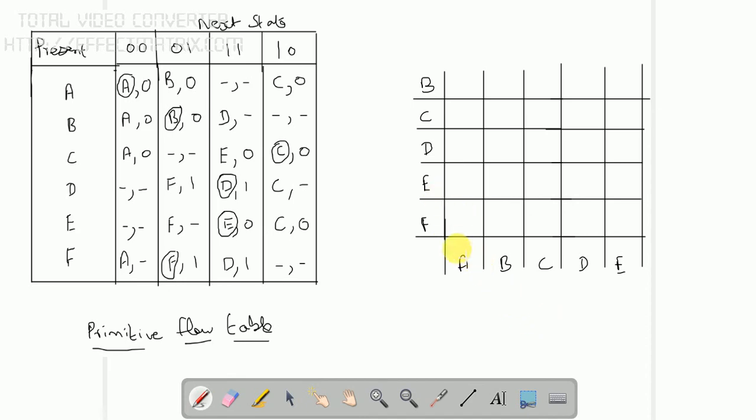So first I'm going to check for A and B. For A and B, the first value is A comma 0, A comma 0, both are equal. Similarly, second value B comma 0, B comma 0, both are equal. Third value in A, I have dash comma dash, that is don't care comma don't care. In B, I have D comma don't care. Whenever a state has a don't care in input and output, when it is compared with the next state, the next state value will be taken straight away as the A value.